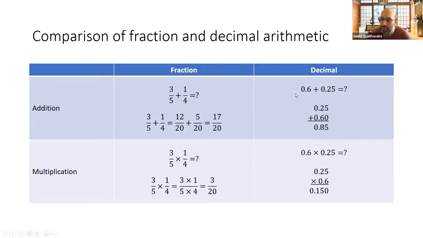In decimals, conversely, place value is very important. When adding decimals, one must attend to aligning the numbers so that you're adding digits with the same place value. And one must attend to the placement of the decimal point in the final answer to ensure it has the correct magnitude. Both of these are considerations that don't arise in the case of fractions.